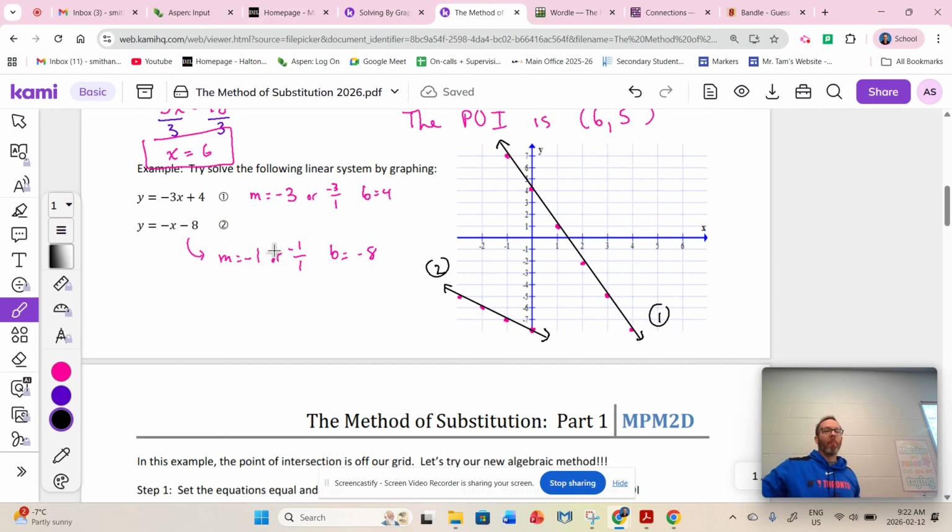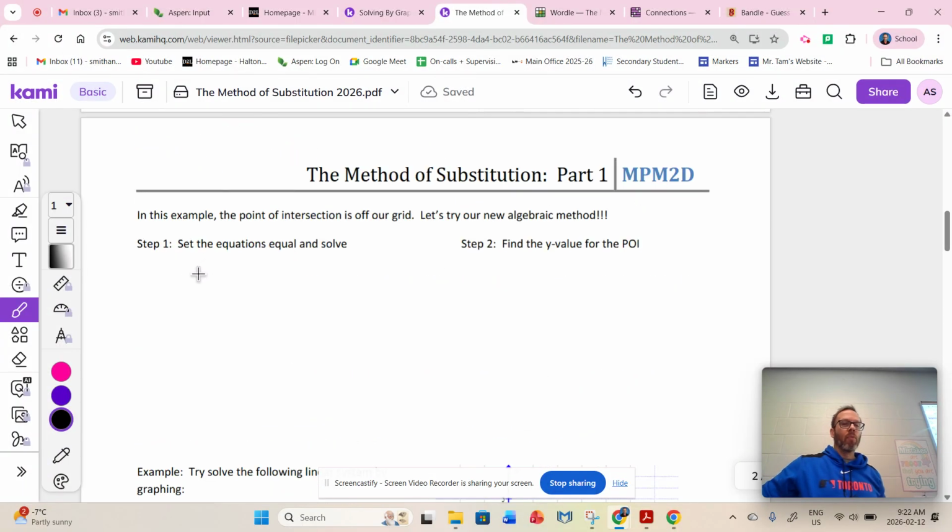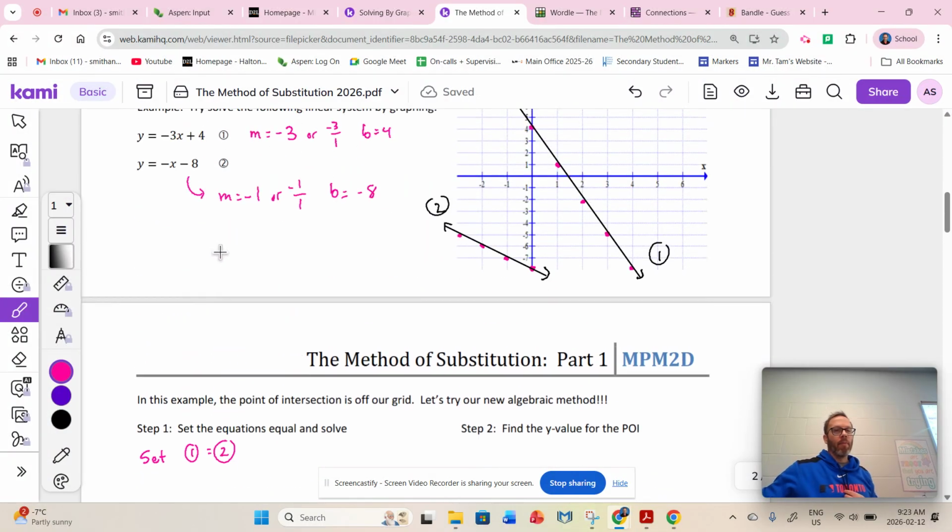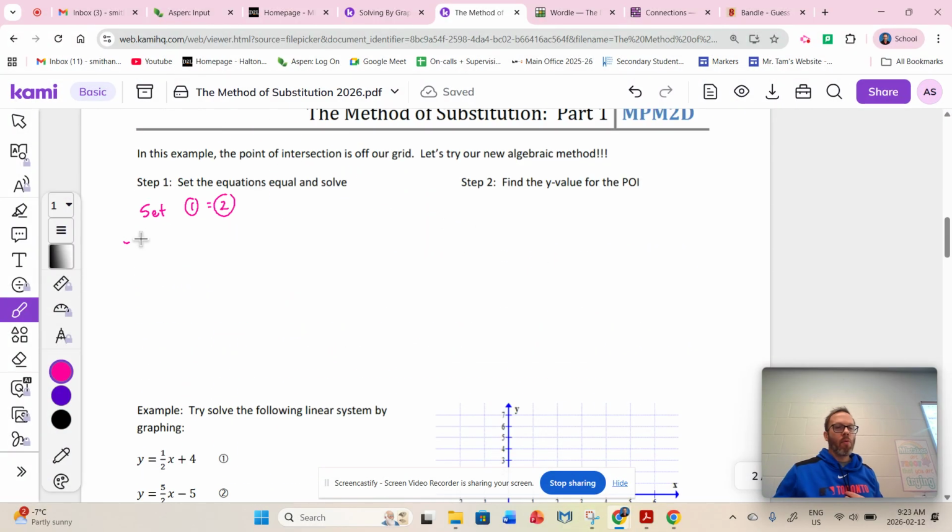So let's give it a try. Let's apply our new technique here. Let's take equation 1, let's take equation 2, and let's set the 2 equations equal to each other. We're setting equation 1 equal to equation 2. Just take those 2 right-hand sides and set them equal. So -3x plus 4 is equal to -x minus 8. And let's algebraically find out where these 2 lines meet using our skills from our review from last week.